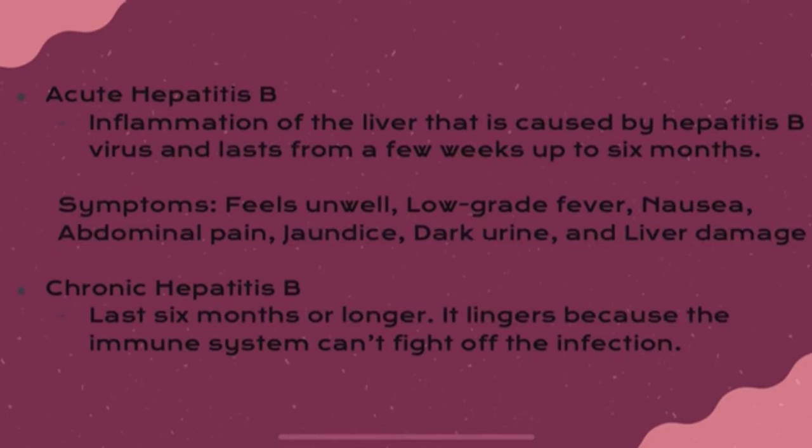If a case of hepatitis persists for more than 6 months, the condition is considered to have become chronic. It is more serious if the patient's hepatitis goes beyond 6 months. Chronic hepatitis B lasts 6 months or longer. It lingers because the immune system can't fight off the infection. Most individuals suffering from acute hepatitis B clear the virus successfully. Some patients recover, but some fail to do so and develop chronic hepatitis B.